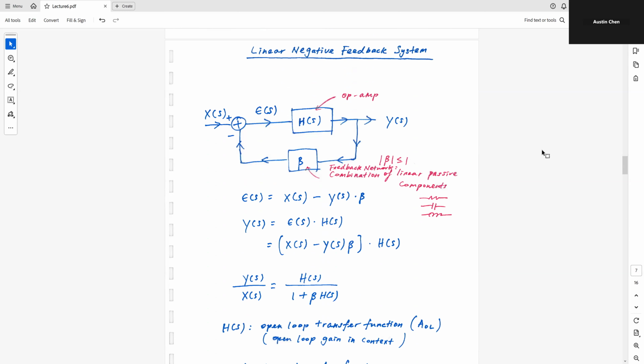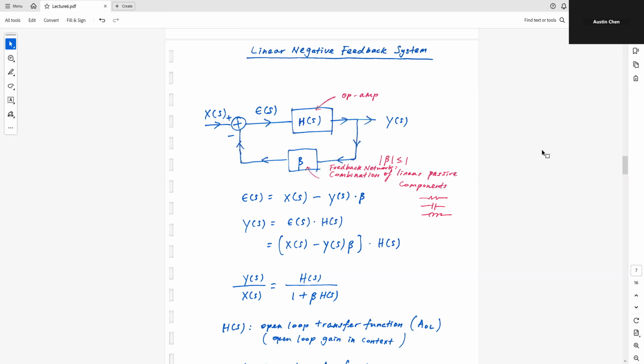So let's look at the condition that we need in order to claim virtual short for an ideal op-amp. Remember in an ideal op-amp, we talked about this very important property called virtual short. For you to have virtual shorts, you need to have two conditions satisfied. One is to have large AOL, and the second condition is you need to have negative feedback.